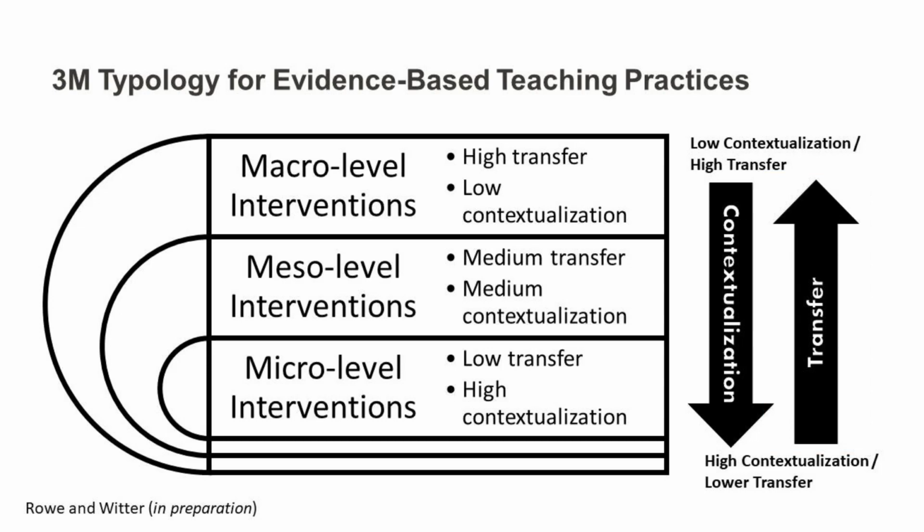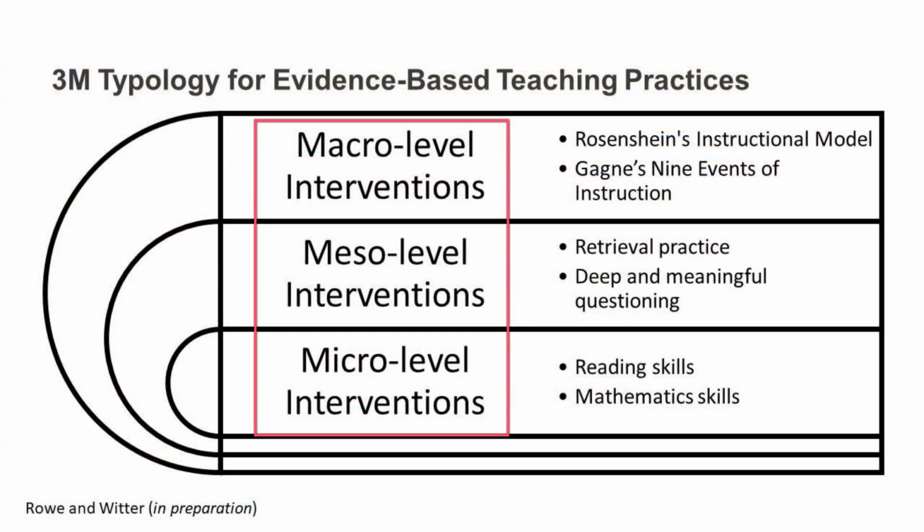So the more context specific a learning strategy is, the less likely it's going to transfer to more general or adjacent or opposite fields or domains of knowledge. Right, so that hopefully makes some intuitive sense there. That then gives rise to this triple M framework, the macro, meso, micro level intervention.